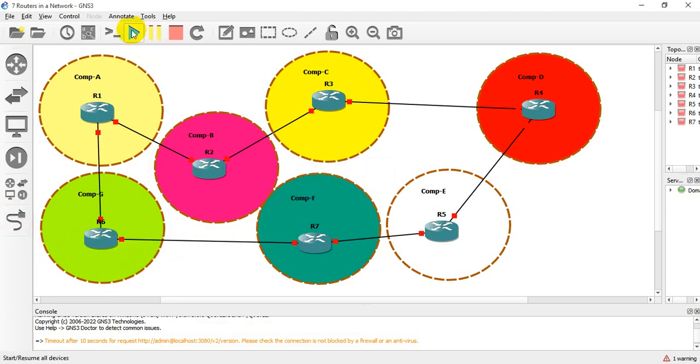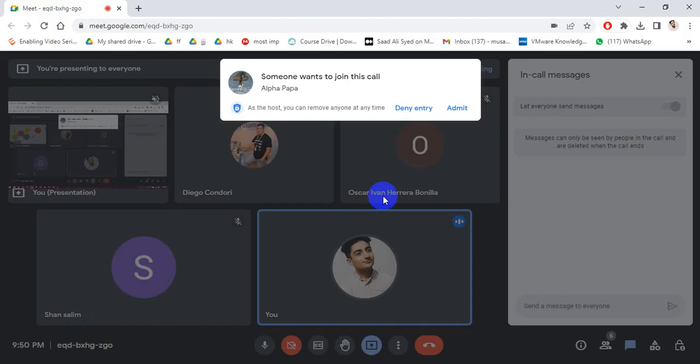Okay, these are now connected. Let me start them. But before that, let me give some IP addresses to these ports as well. Let me give them quickly, like 1.1.1.1 here, 1.1.1.2 here, 2.1.1.1 here, 2.1.1.2 here, and here 3.1.1.1. So let me allow the member who is requesting to join.